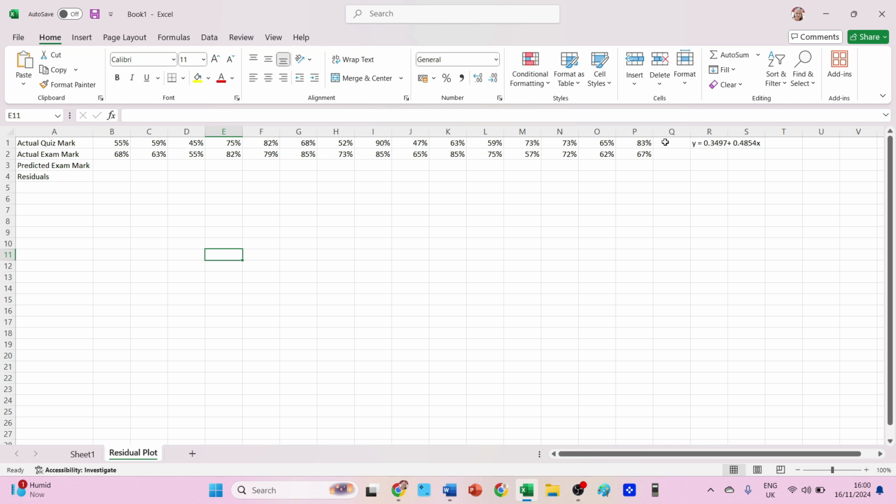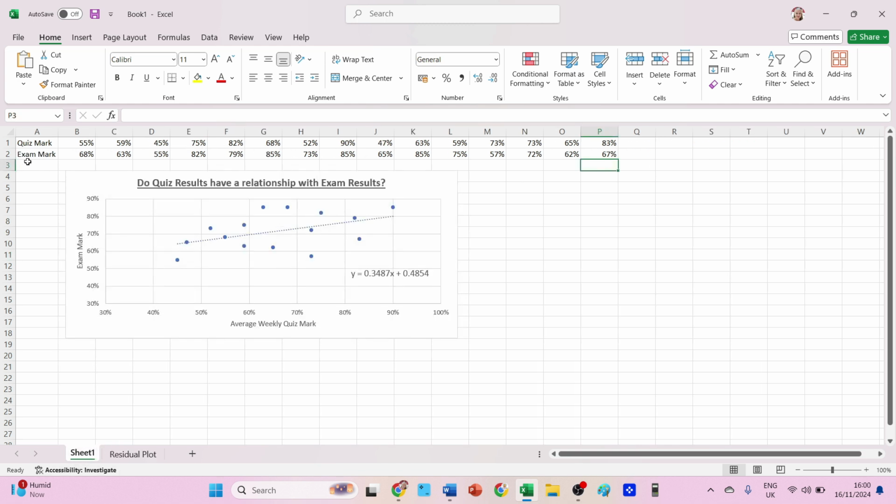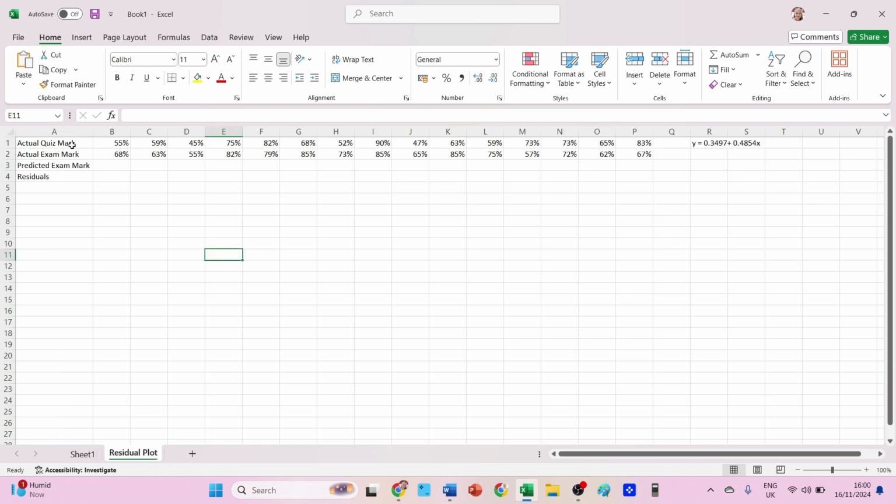Now what I've put in here is the same information from the previous screen, but you'll notice I've changed the headings because this is our actual quiz mark that happened in actual real life versus our actual exam mark. This is our explanatory variable on the x-axis and our response variable on the y-axis. Now what I'm going to do is use this equation over here to make predictions of the exam marks using the quiz marks, because over here the subject of the equation is y, that's our y variable, our response variable, using our x variable, which is our explanatory variable. So I'm going to use these x values, substitute them into the equation, and find a prediction.